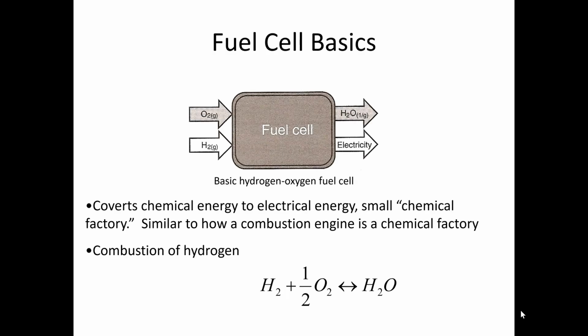In this chapter, we're going to cover the topic of fuel cells. A fuel cell is basically a system that converts chemical energy to electrical energy. It can be regarded as a small chemical factory. For example, in a basic hydrogen-oxygen fuel cell, hydrogen and oxygen enter the fuel cell, and a process occurs which produces electricity and water.